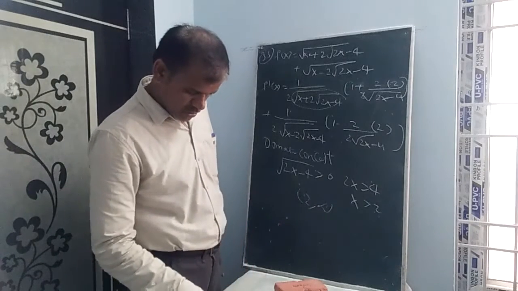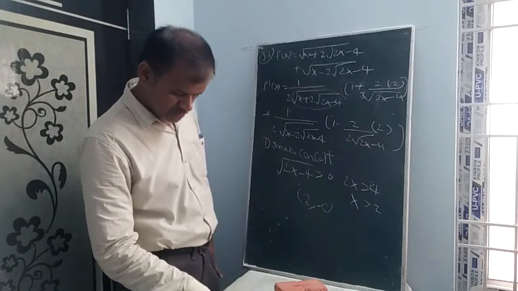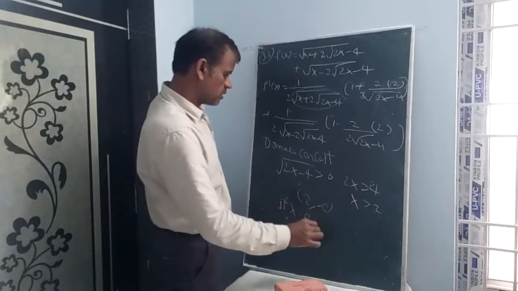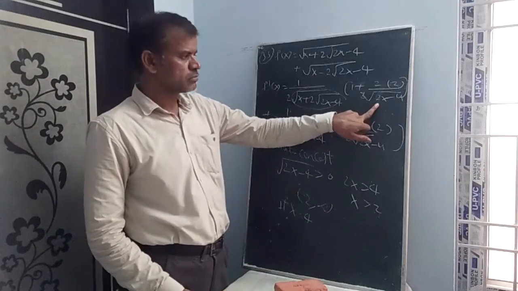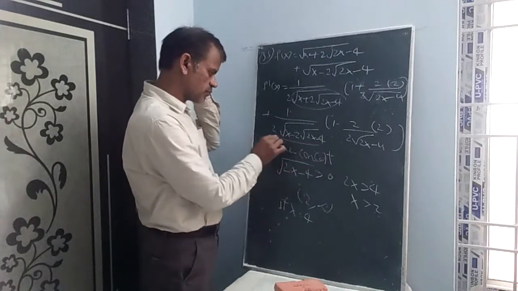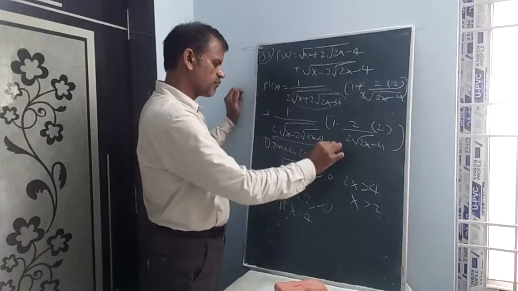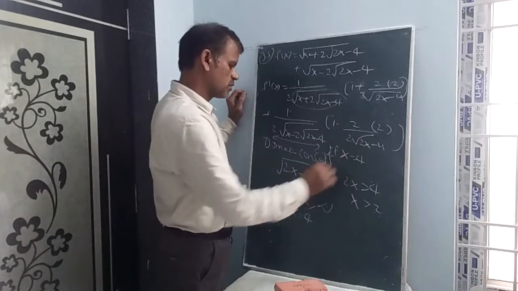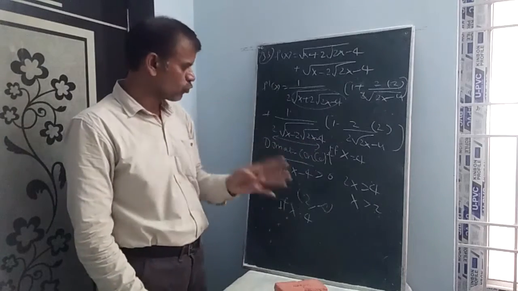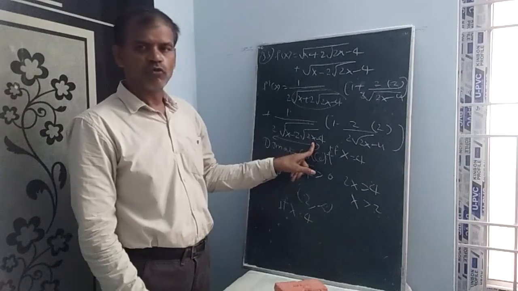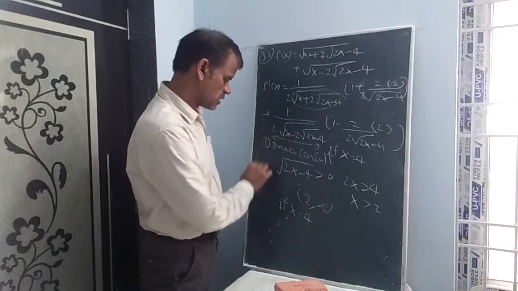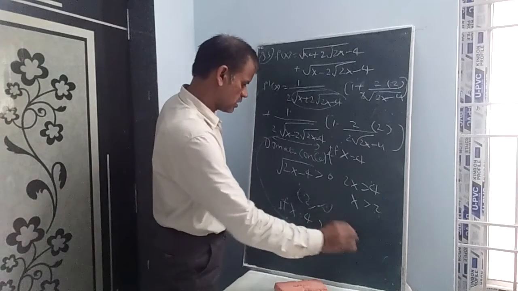Verify the options. The open interval 2 comma infinity is not given, maybe a print mistake. Next, if x is equal to 4, substitute here. 2 fours are 8, 8 minus 4 is 4, root 4 is 2, 2 into 2 is 4. Here 4 minus 4 becomes 0, and 1 by 0 is infinity. So x is equal to 4 is not possible here.